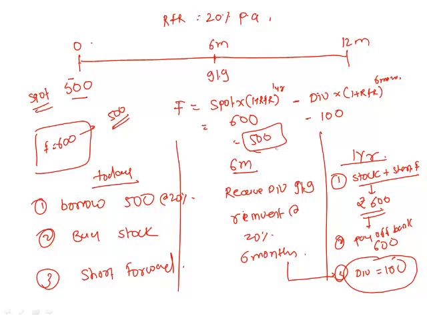No, 600 was incorrect. That's what I was trying to prove, that 600 should not be the price. If there's a 600, there's an arbitrage profit. The correct price should have been 500. We assume 600 to prove that 600 gives arbitrage and therefore it should not be 600.